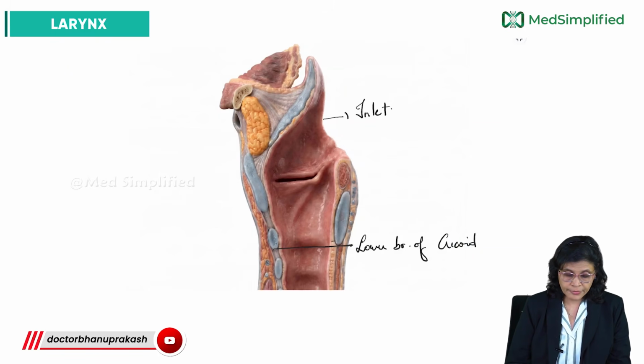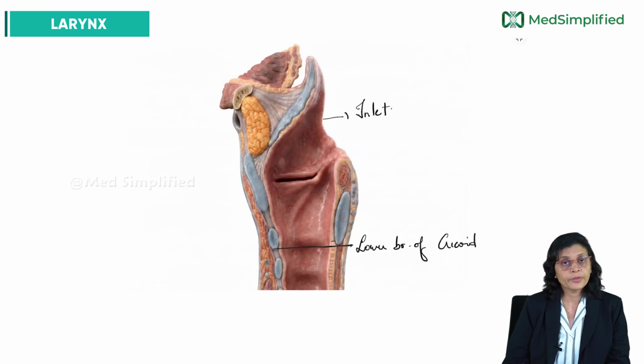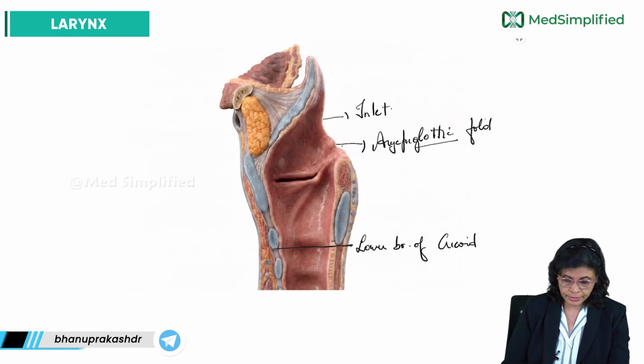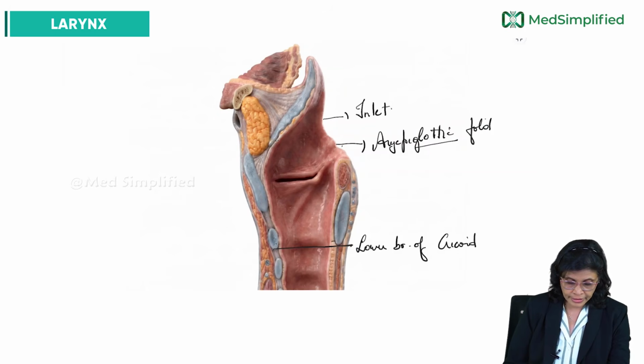Now anteriorly we have the epiglottis, and posteriorly we have the interarytenoid fold, and laterally on each side this is the aryepiglottic fold. Here we are seeing a section, so we are not able to see the posterior boundary. Within this laryngeal cavity we will see two folds, the upper fold and the lower fold.